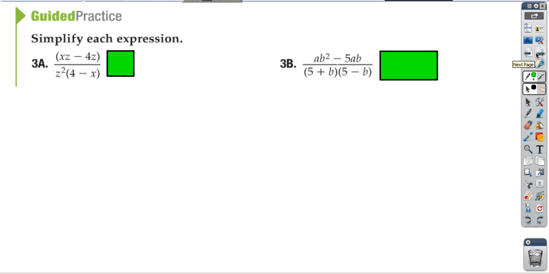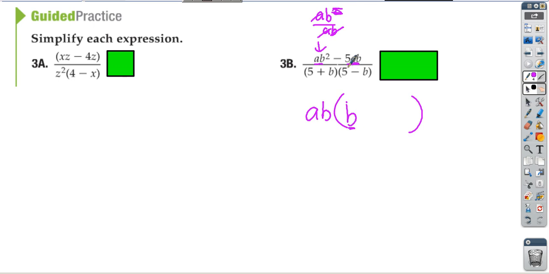Alright, let's do one more like that. Let's take a look at 3b right here. So 3b, if you look at the top right here, they both have an a and a b in common. So we'll pull out an ab. You pull out an ab from here, you're just left with b. And just to clarify where that comes from, the a's cancel, and that b cancels, and one of those cancels. That's why we're left with a b right here.